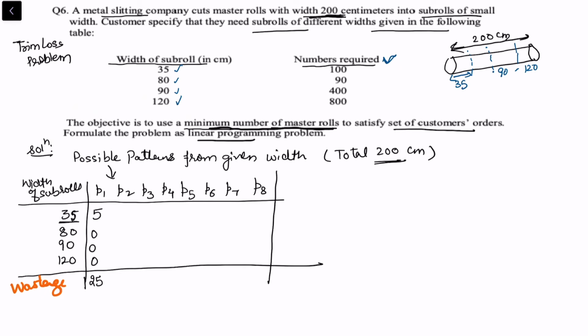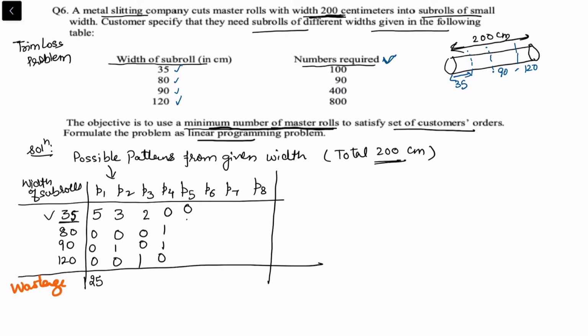Now somebody cannot take a pattern in which the wastage is 40, because 40 cannot be a wastage. Out of 40 we can definitely take 135 role. So the wastage would be considered only 5 centimeter. So keeping this in mind, I will create all other possible patterns: 3010, 2001, and here I can have 0110.